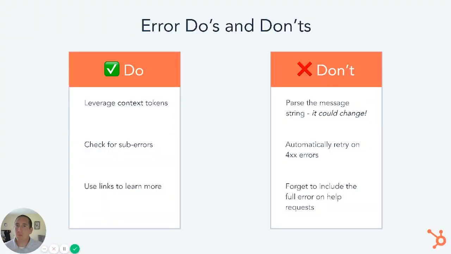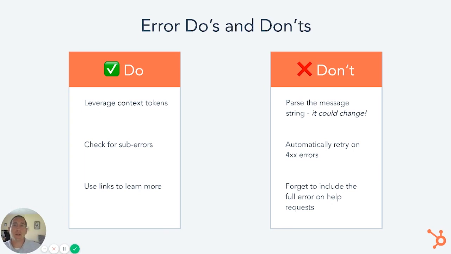So while I've got my soapbox here, I wanted to stand up and share some error do's and don'ts. Do leverage the context tokens. They should tell you a bit more about what's going on in the request and where the error was thrown. Check for sub errors, because we can roll up multiple errors into one HTTP response.